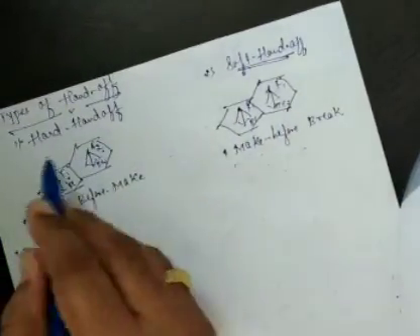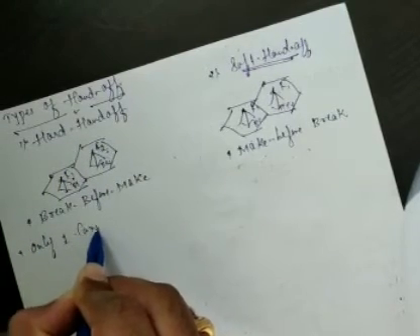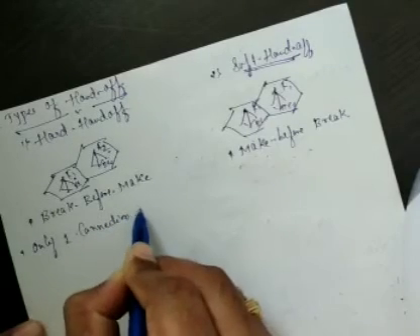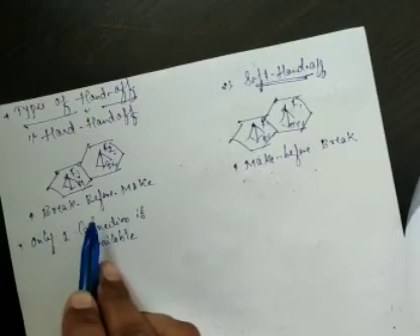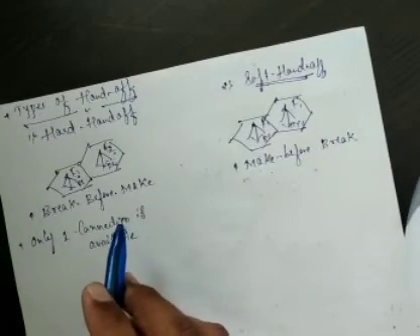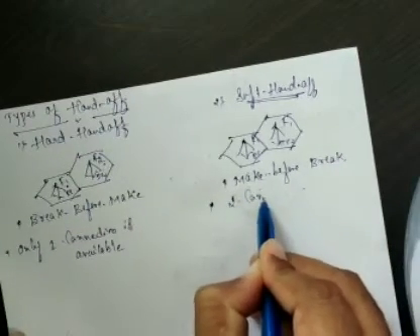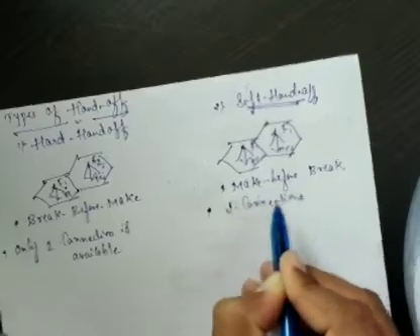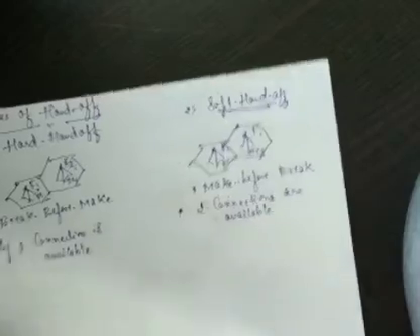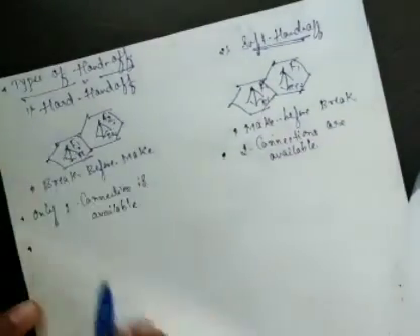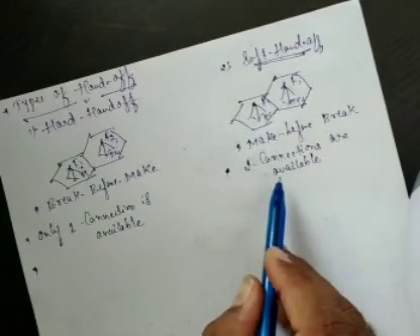One more important point: in hard handoff only one connection is available, because you have to break the first connection, and next connect to the other connection. So only one connection is available. In soft handoff, two connections are available. And one more difference: in hard handoff only one connection is available, and in soft handoff two connections are available.